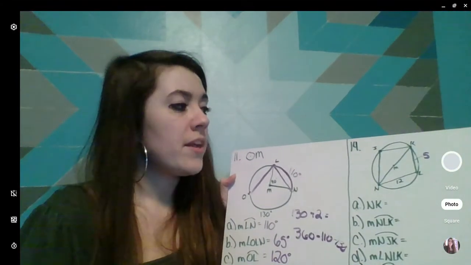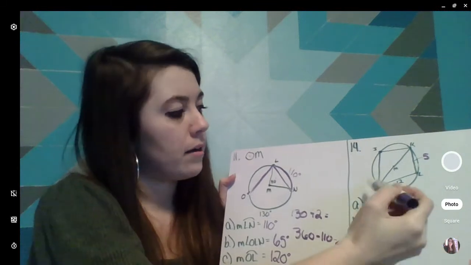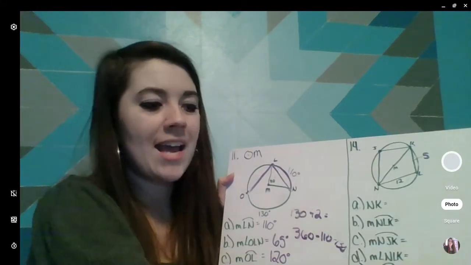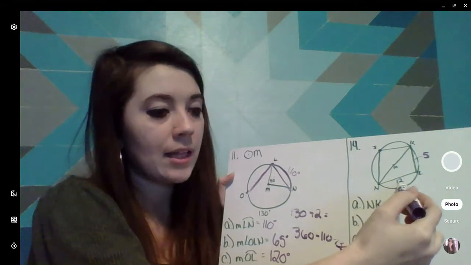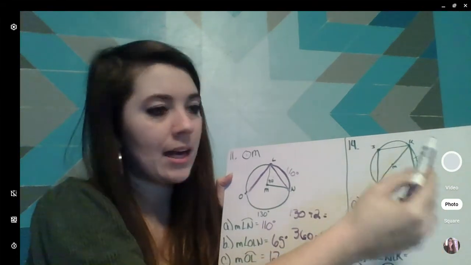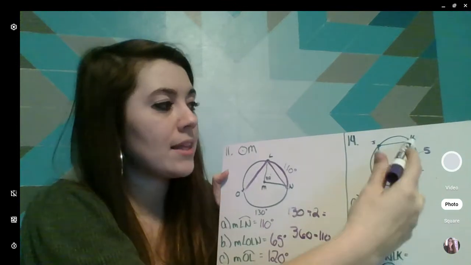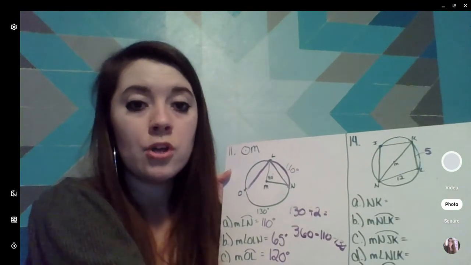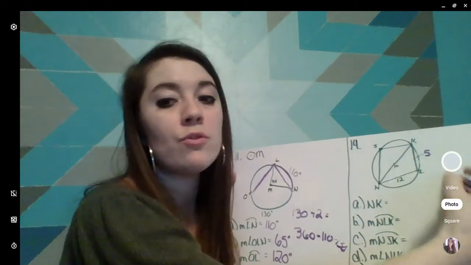All right, for this one, the problem told us that NK is a diameter of this circle M, and NL had a length of 12, and KL had a length of 5. So that's what I have marked on there. We need to figure out what the length of the diameter is. So we have what appears to be a right triangle here. So we can use the Pythagorean theorem.